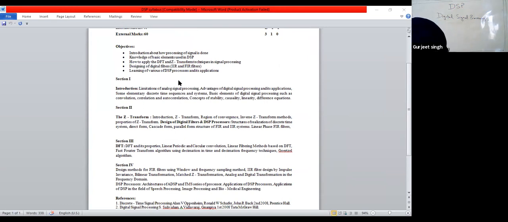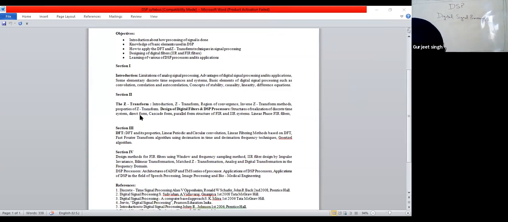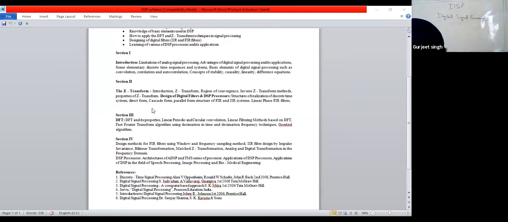So the first unit is very easy. It covers the concept of different types of signals and different types of systems, like causality, LTI system, etc. In the second unit we have the Z transform, as an introduction part. We will do the numerical part of the Z transform, then we also have the inverse Z transform. In the second unit, we will also do the design of the digital filter. This is a new concept for you.